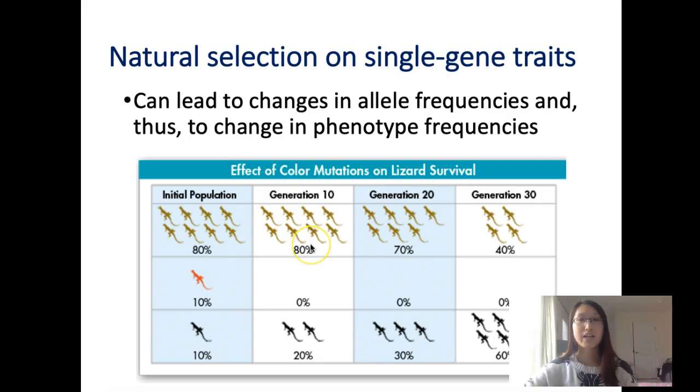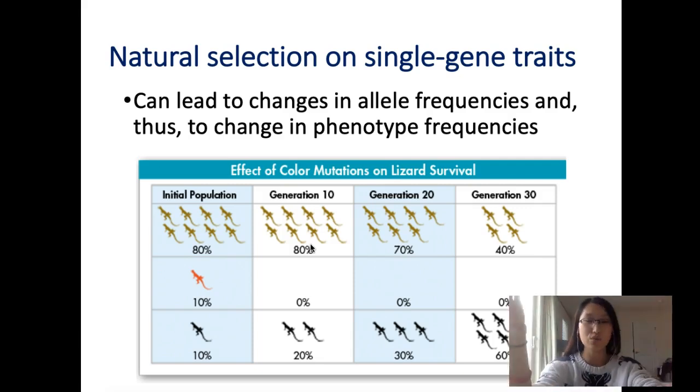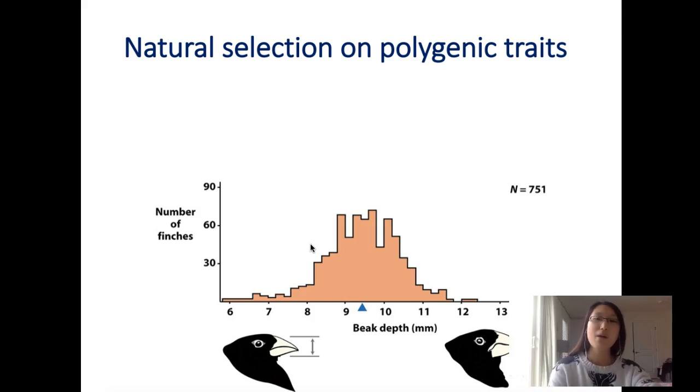So for a single gene trait, because it's only one gene, meaning you only have 2 alleles, the allele frequencies will change, and the result is the phenotypic frequency also changes. However, for polygenic traits, you start with a curve like this, where the x-axis will be the trait itself, the whole range of traits. For example, in this case, we have finches and the depth of the finch beak, how wide it is, all the way from 6 millimeters to 14 millimeters. And then the y-axis is basically how prevalent this certain trait is.